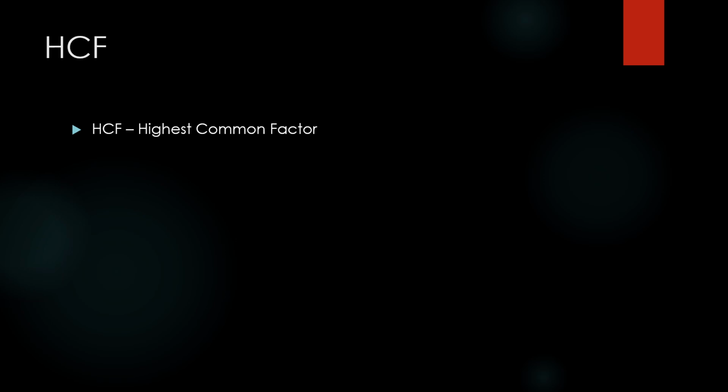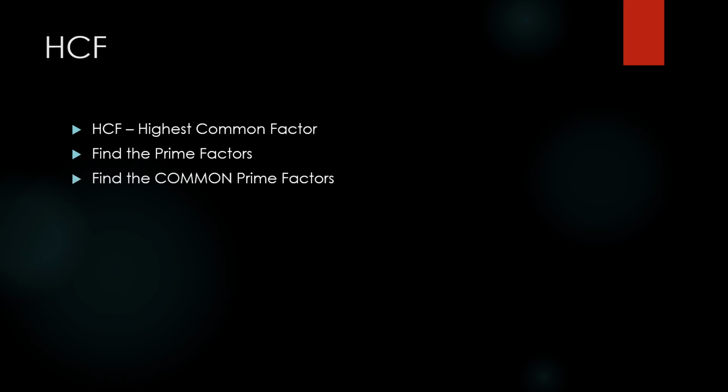We will quickly take a look at how we calculate the HCF of two numbers. HCF is the highest common factor. First, we find the prime factors. Then we find the common prime factors. Then we multiply them all. Let us look at an example.